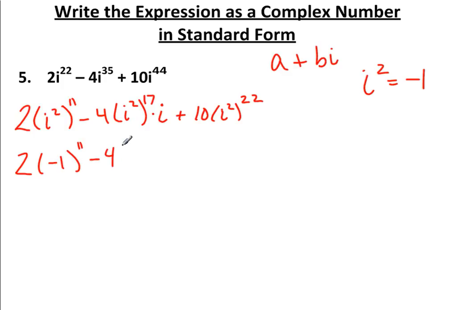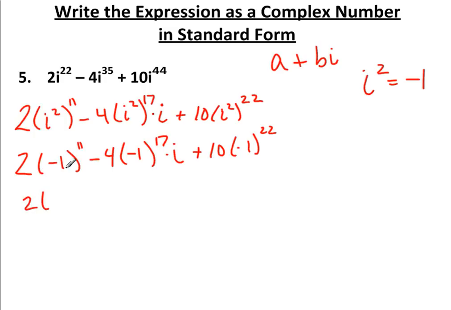So the reason we do this is because I know i squared is -1. And it's much easier to deal with real numbers than it is to deal with imaginary numbers. So I'm just going to substitute in my -1 everywhere I see an i squared. Now once I do that, I can just simplify.